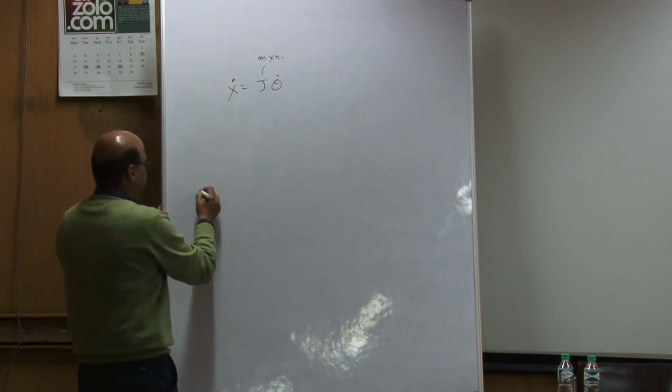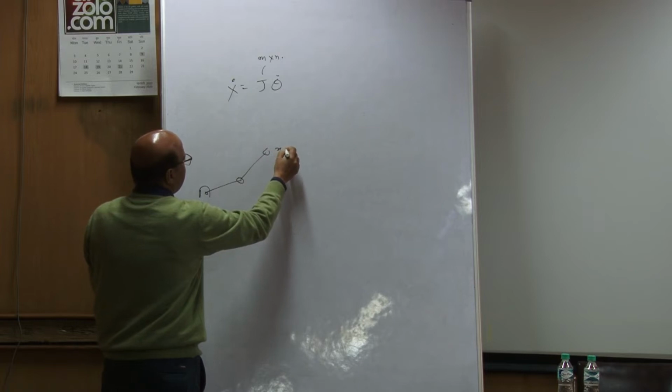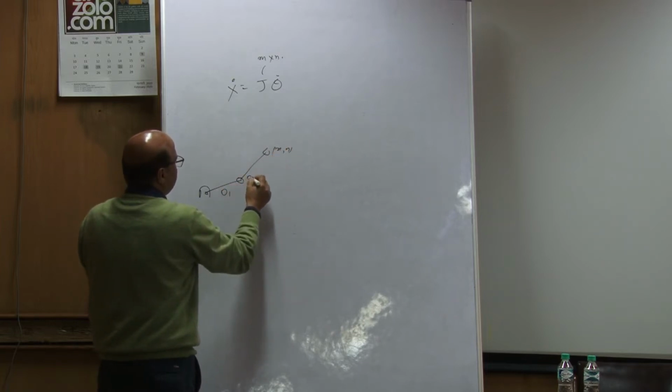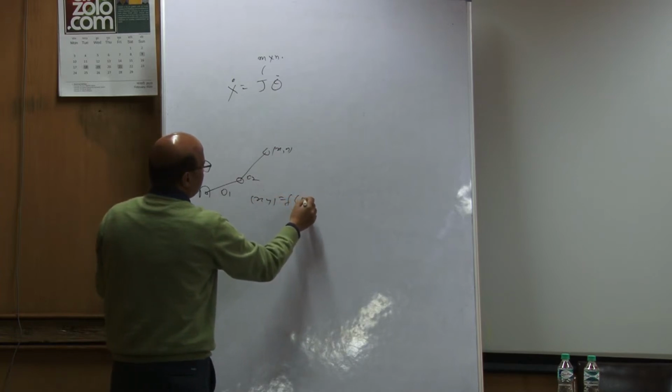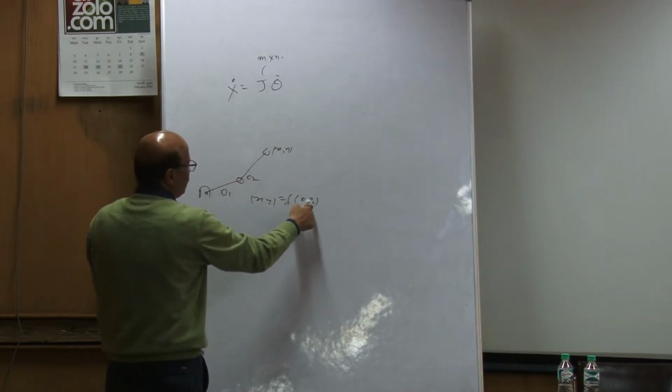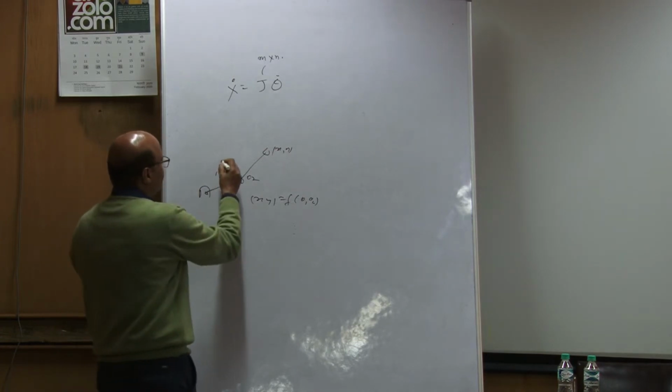Let's look at this example here. We have 2 degrees of freedom, x and y. We have theta 1, theta 2. Right. So x, y is a function of theta 1, theta 2. There are 2 equations and 2 variables. So there are 2 solutions. What are the 2 solutions? This is one solution. This is another solution.